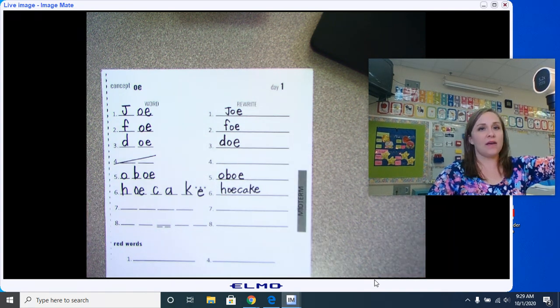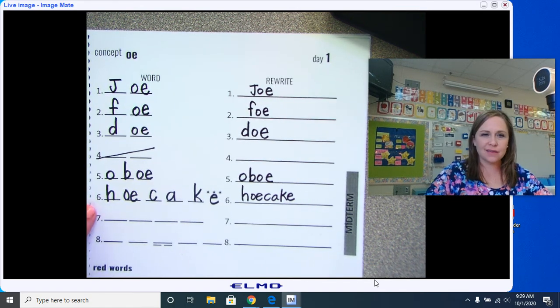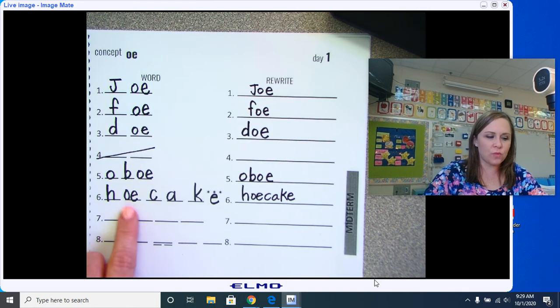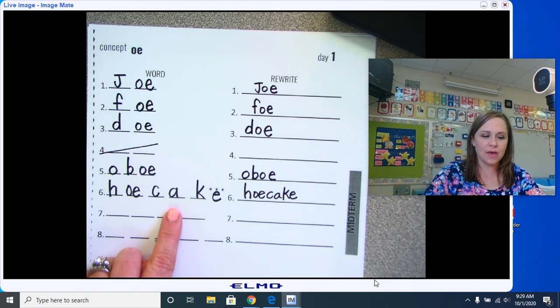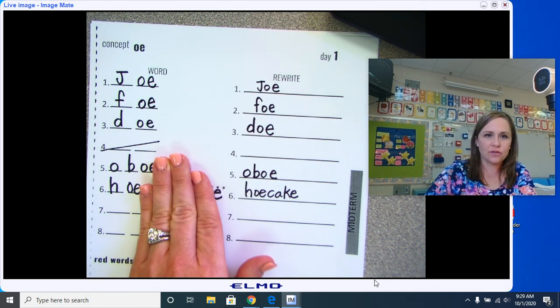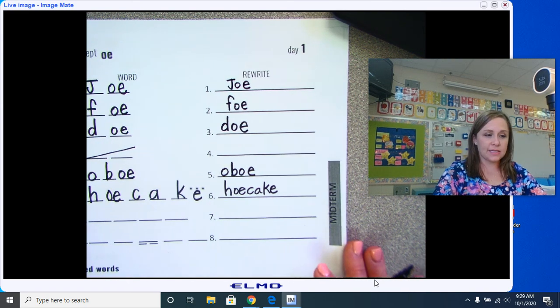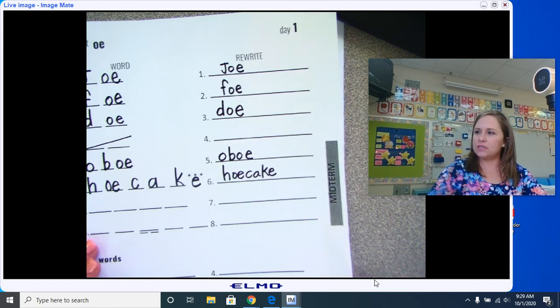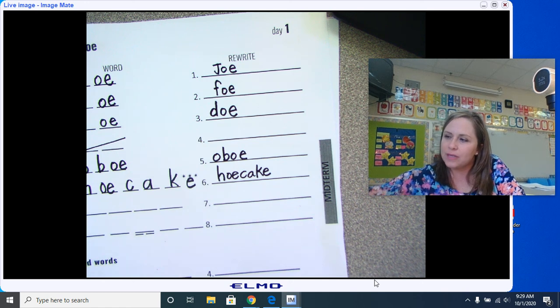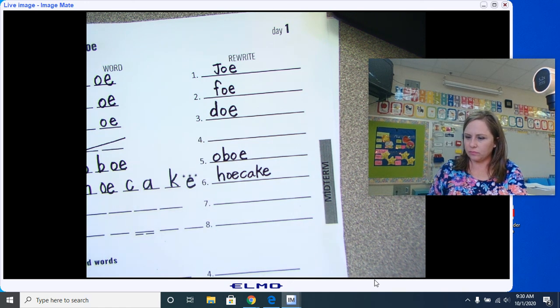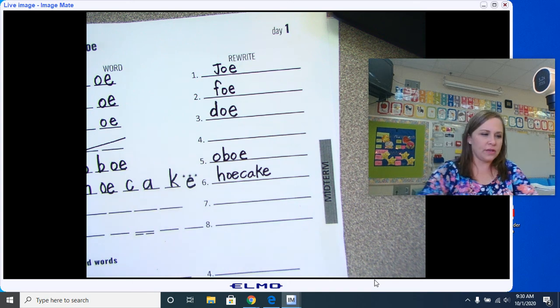Remember how I said that usually that long O is going to be at the end of the word? This is kind of an exception, kind of not. The reason that it was OE here is because that's a compound word. So this could be a word by itself. All right, let's skip down to the sentences, and I don't have a place for sentences. I'm going to grab this paper over here for the sentences. I'm just going to turn my paper over. Okay. All right.